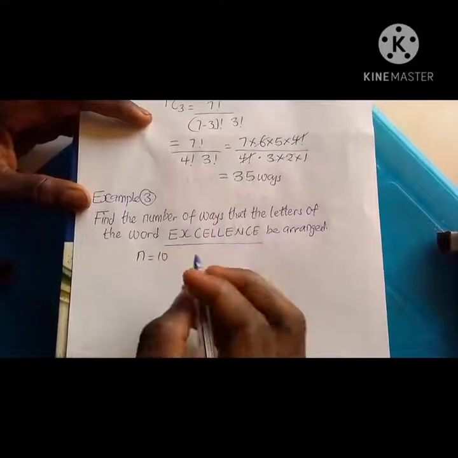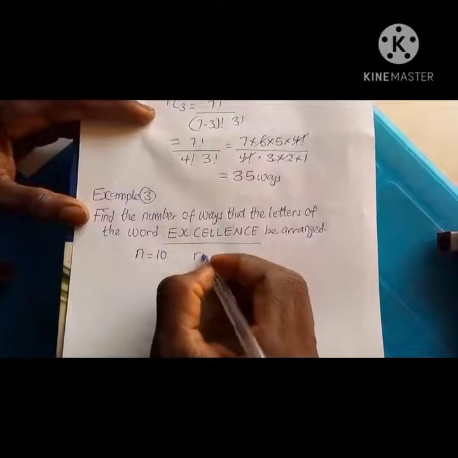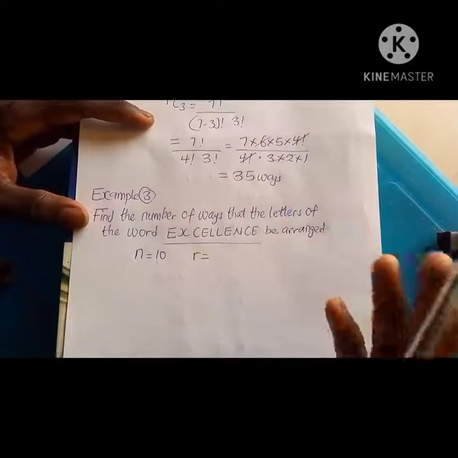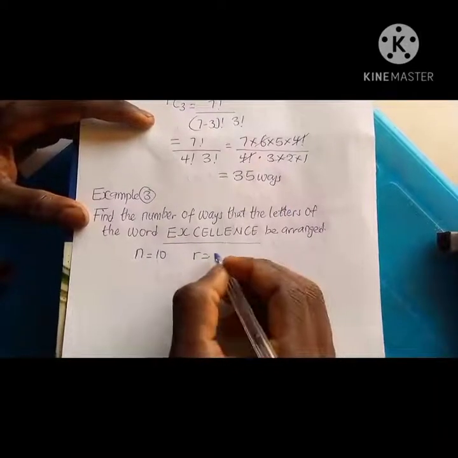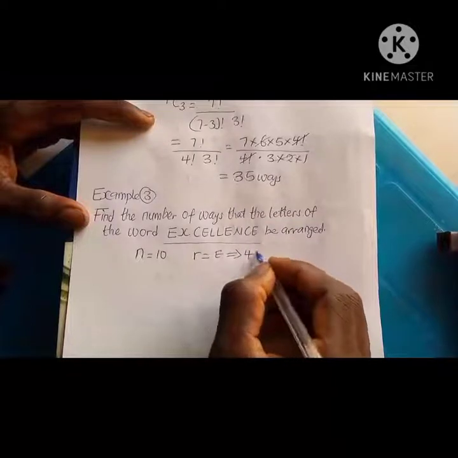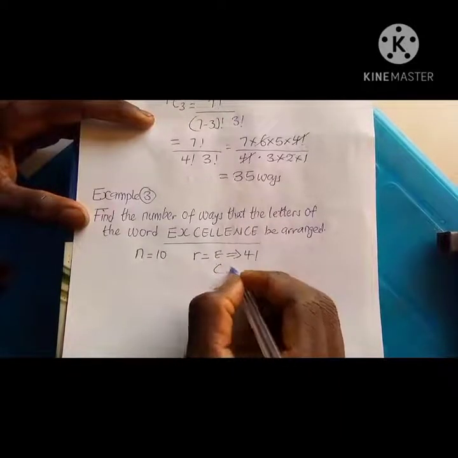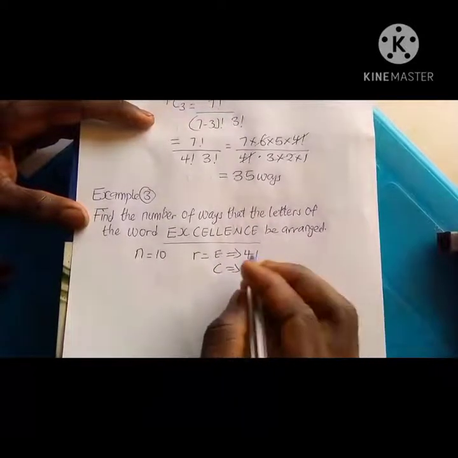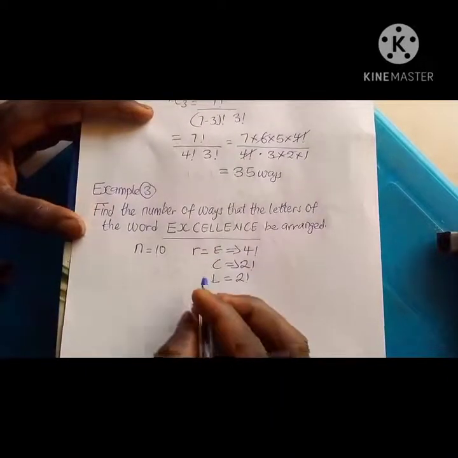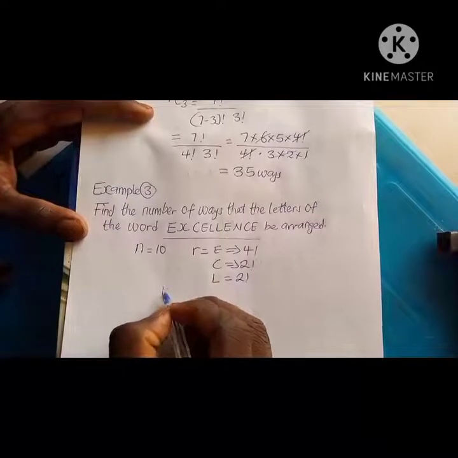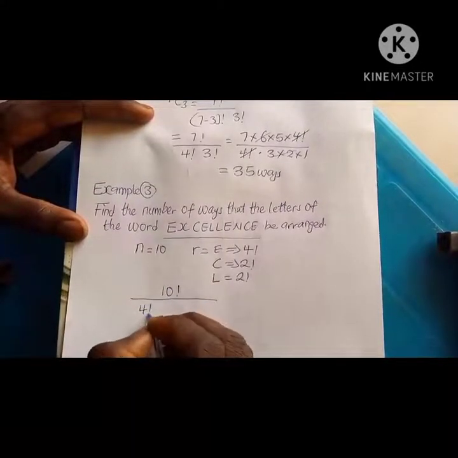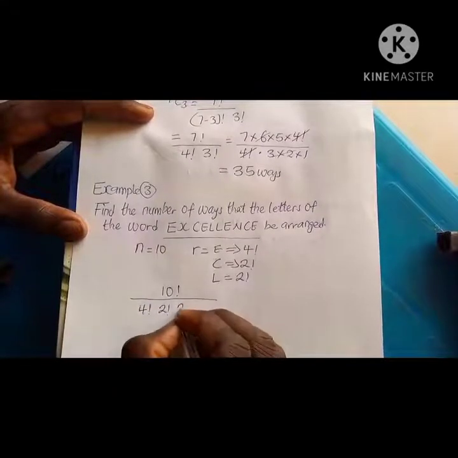Then you have your r. Your r is going to be any letter that appears 2 or 3 or more times in this word. We have E, which appears 4 times. We have C, which appears 2 times. We have L, which appears 2 times. So this is how you're going to make it: 10 factorial divided by 4 factorial, 2 factorial, then 2 factorial.